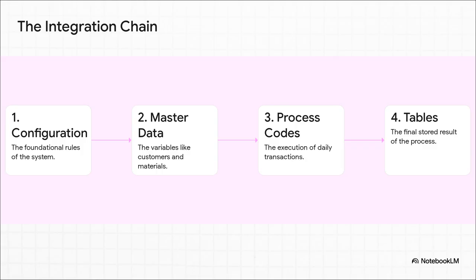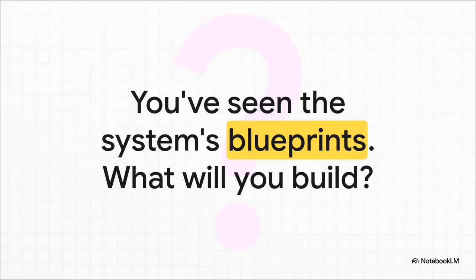Did the user run the transaction correctly? If they did, then you check the variables. Is the master data for the customer or the product set up right? And if all of that looks good, then you know with certainty the problem has to be in the foundational rules themselves, the configuration.